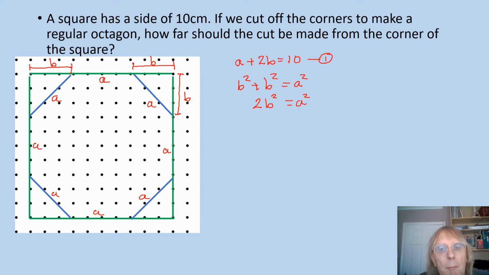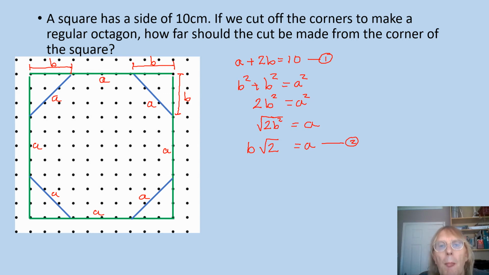Now we can square root it, and we'll have the square root of 2B squared equals A. Now, this bit we should know our surd rule. So square root of 2B squared is the same as the square root of 2 times the square root of B squared. So that will just be B times root 2 equals A. And I'm going to make that equation 2.